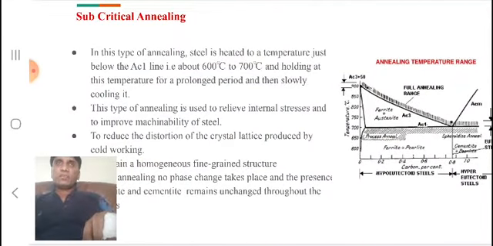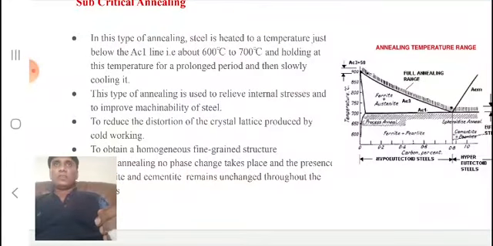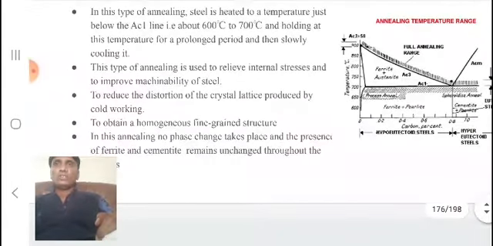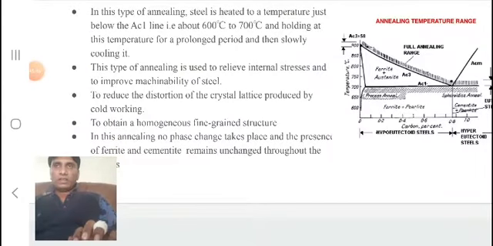This type of annealing is used to relieve internal stresses, improve machinability of steel, reduce the distortion of the crystal lattice produced by cold working, and obtain a homogeneous fine-grained structure. In this annealing, no phase change takes place and the presence of ferrite and cementite remains unchanged. I hope you understood this video, and we will be discussing the remaining annealing processes in the next video. Thank you.